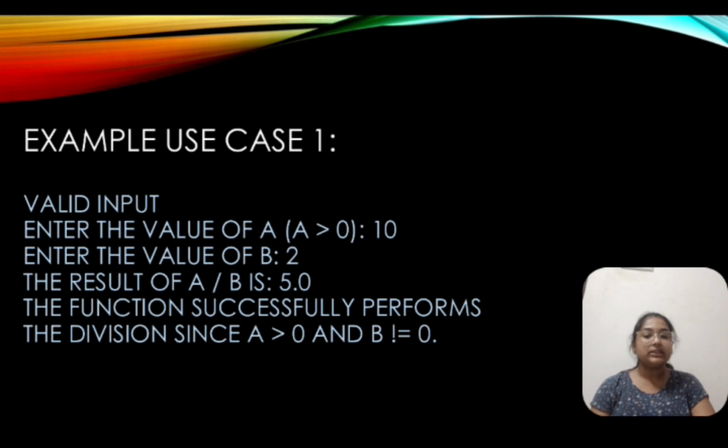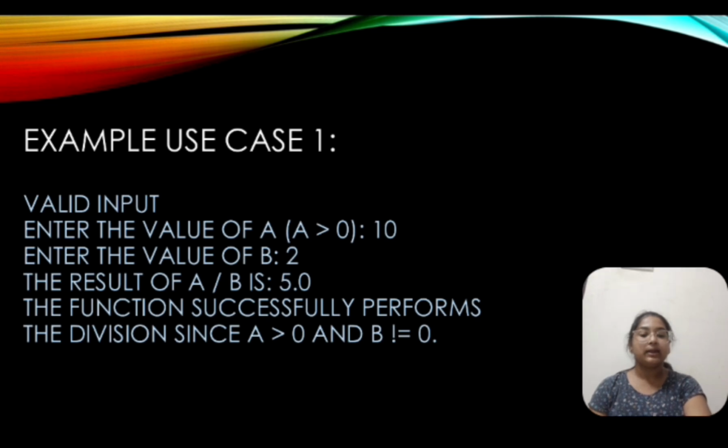So the function successfully performs the division, which is A is greater than 0 and B is not equal to 0. So A is greater than 0. That is, I have given 10. So 10 is greater than 0. So B is not equal to 0 because B is 2, which is not equal to 0. Here is the example used in case 1.